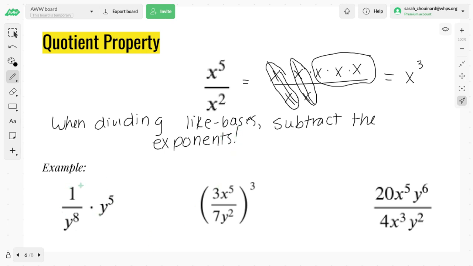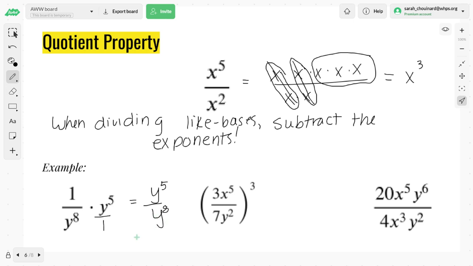So for this one, it would be helpful if I had it written as a quotient like I do here. So since this is a fraction, I'm just going to turn this into a fraction, and I'm going to multiply like I would two fractions, straight across the top. So 1 times y to the 5th is y to the 5th. y to the 8th times 1 is y to the 8th.